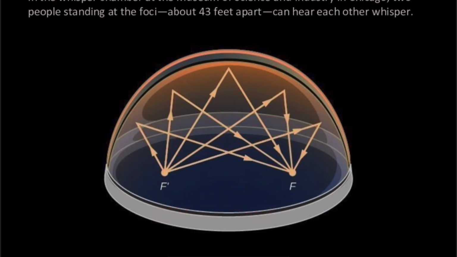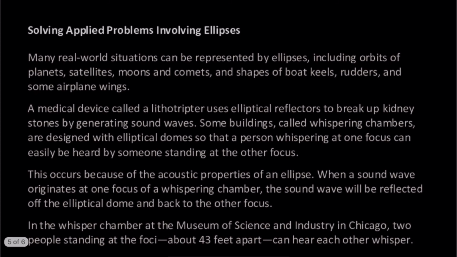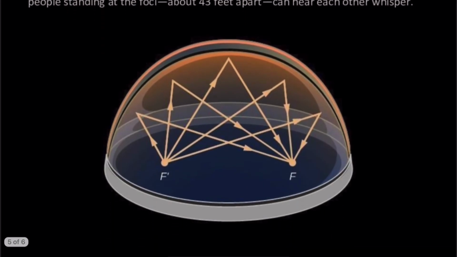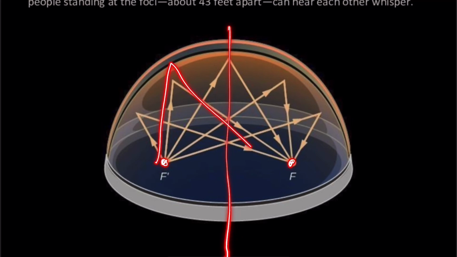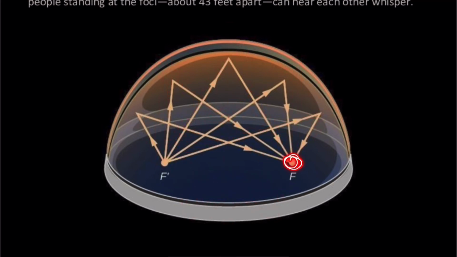So that's kind of neat because we can apply this to different instruments. One of them is called a lithotripter. It's an elliptical reflector, and it's used to break up kidney stones by generating sound waves. So one focus here will generate the sound waves. Let's say this is the body, and here's your kidney stone. So by itself, a wave is not strong enough to damage any tissue. But what happens is all those waves then get focused over here on the kidney stone and then just break that apart.